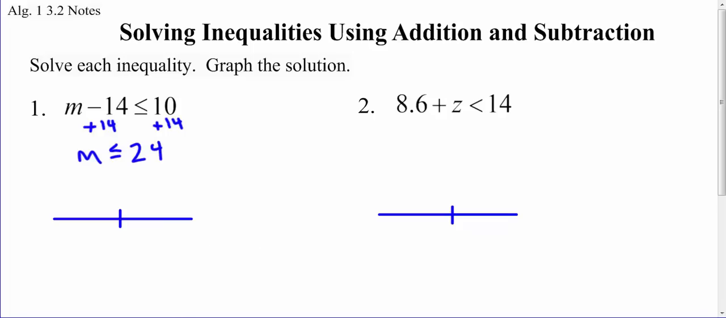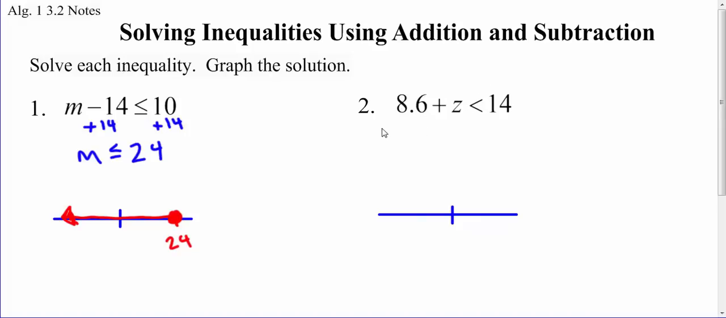Now, as we've seen, that means that we need to go to the graph. And I'm going to make up a point right here, and I'm going to call that 24. Since this is less than or equal to, I'm going to use a closed circle, and the arrow will go to the left. Piece of cake if you know how to do the first step of solving equations, and then you know how to do the second of graphing an inequality. It's just putting those two things together.